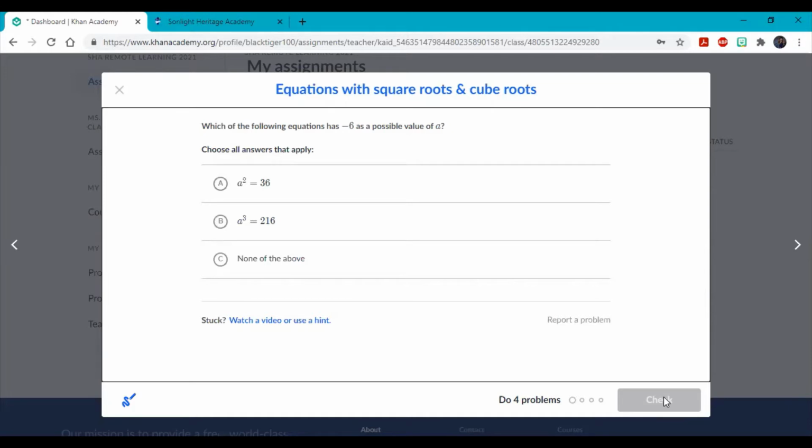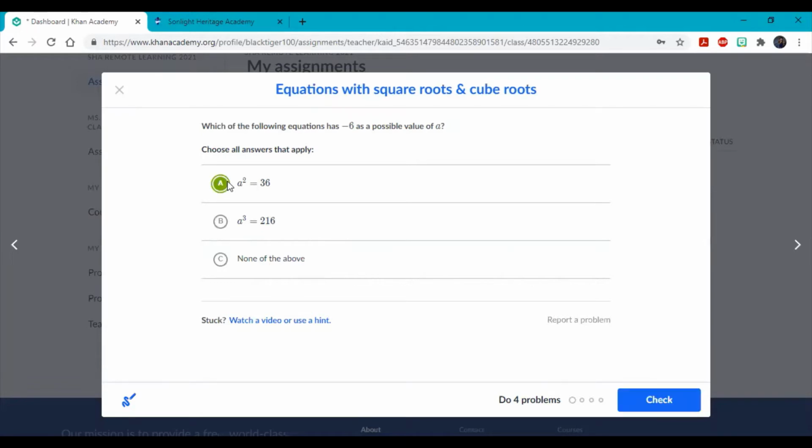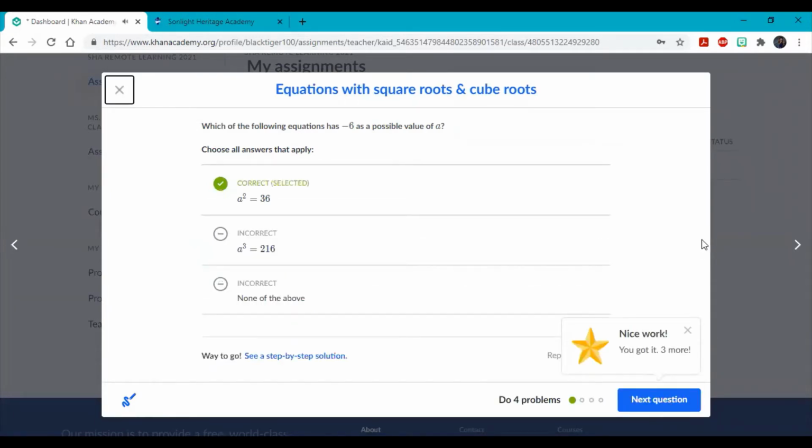Now, we know that if we cube a negative number, which means we're multiplying it by itself 3 times, we're going to get a negative answer. So B would not be a correct option. If we square a negative number, negative times negative is a positive. So we will get a positive answer. So A is a possible answer. And if A is correct and B isn't correct, we cannot select C because C says none of the above. So let's check this one to see that is correct, and it is.